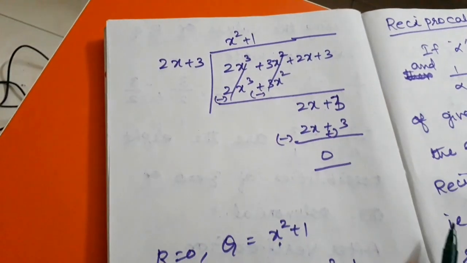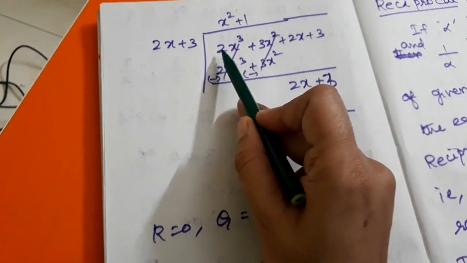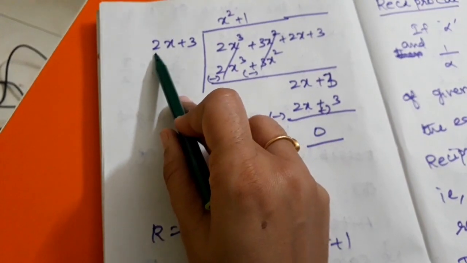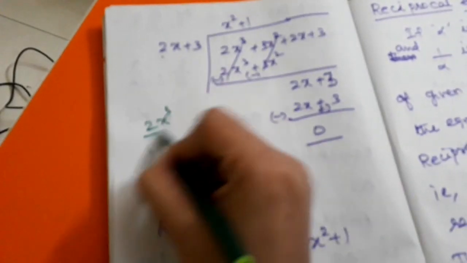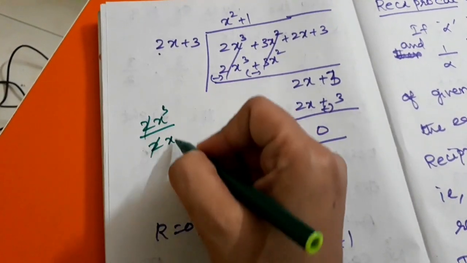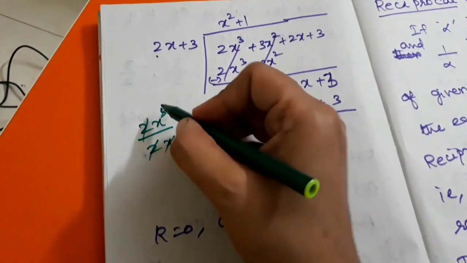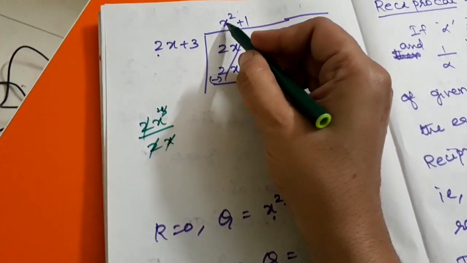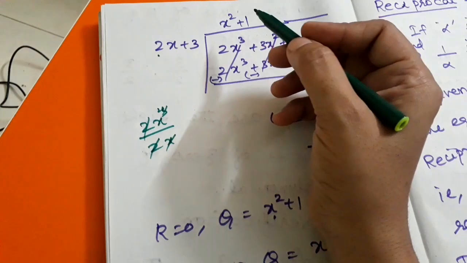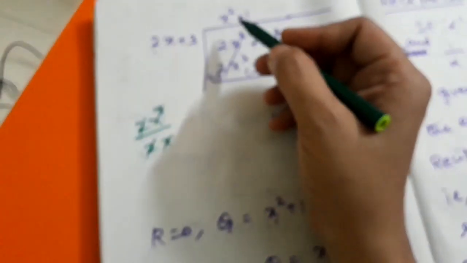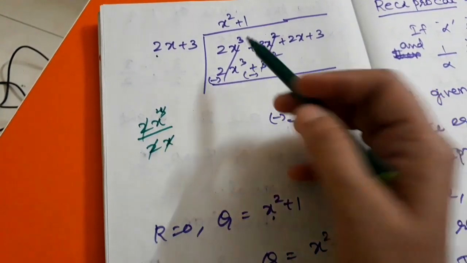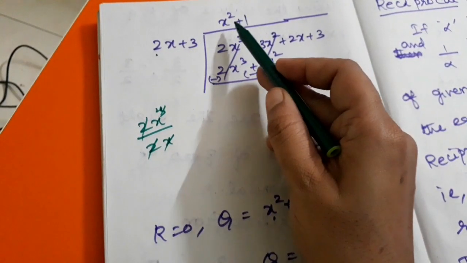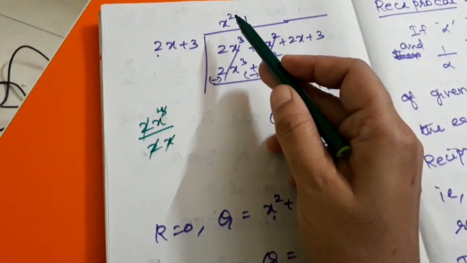So what is the division rule? First, take the first term and divide by 2x. If we divide 2x cube by 2x, the 2 will be cancelled, x can be cancelled, and here I will get x square. So x square.